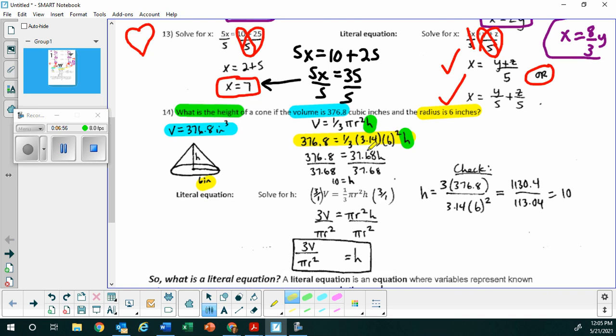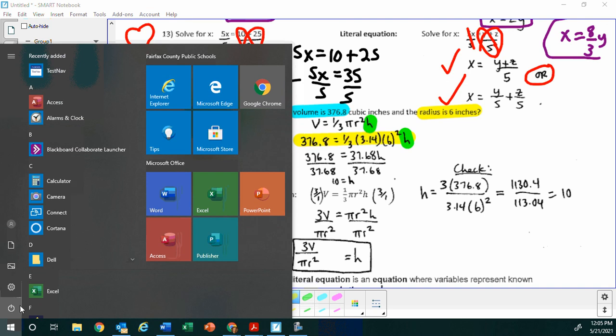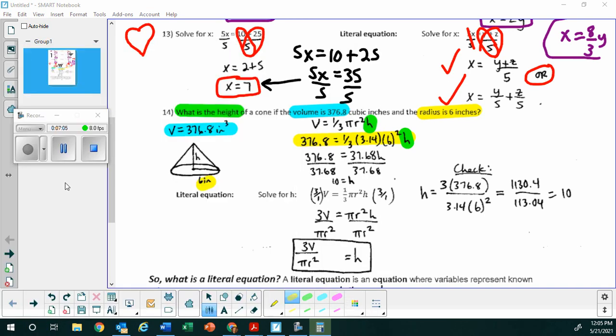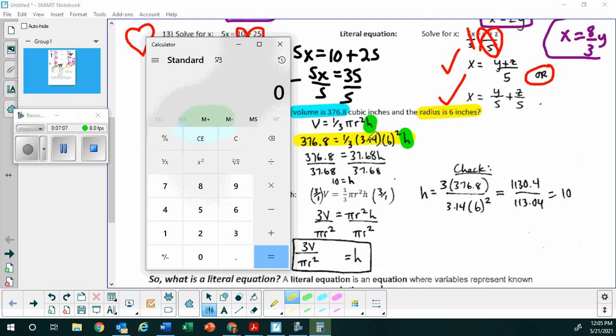Now, where did I get this 37.68? Let me pull up my calculator. There we go. All I did, y'all, was multiply 6 squared, so I know it's a 36, times 3.14. And now I'm just going to hit equals and divide by 3 to take that 1/3. That's where I got the 37.68. So again, I just simplified right here: 6 squared times 3.14 times 1/3. That's where I got this.